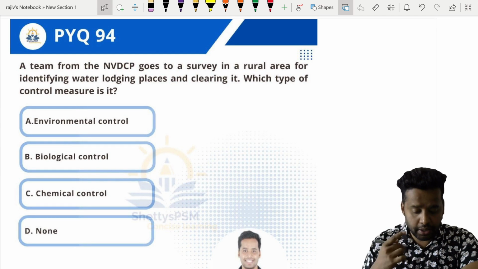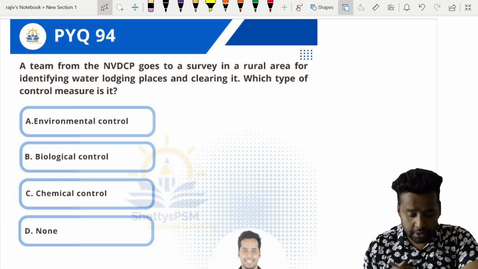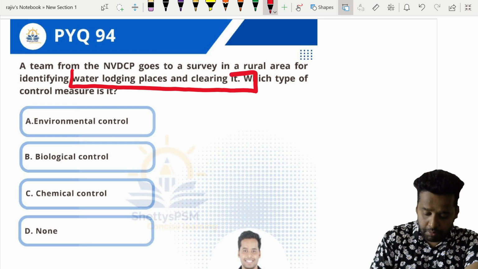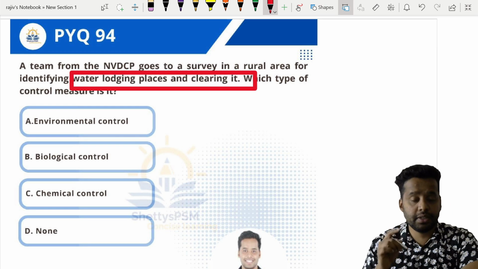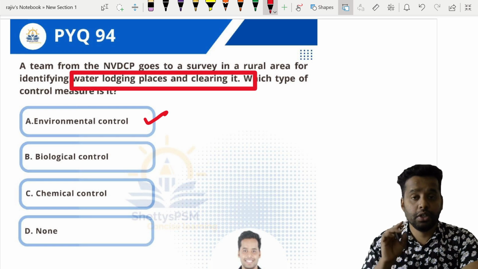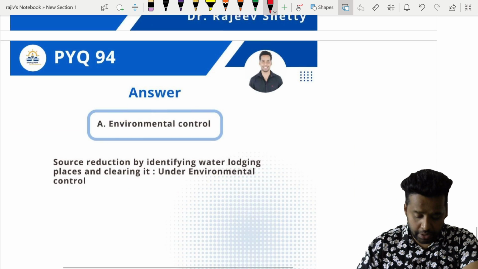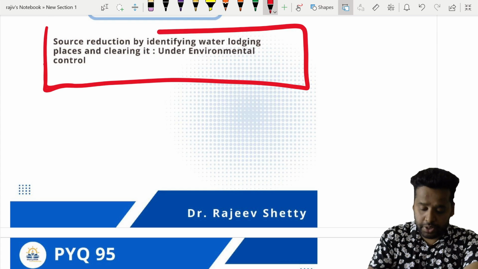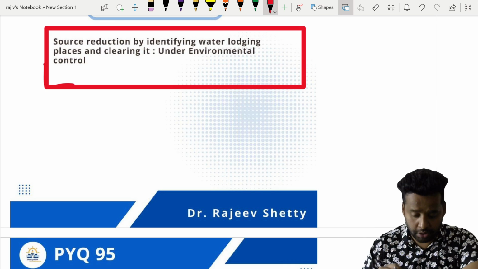You are taking a team from your vector-borne disease control department and you are going and identifying water logging places and clearing it. What is this type of vector control? What you are doing is environmental control, called source reduction in malaria. Source reduction means reducing the breeding spots. So this will come under environmental control.